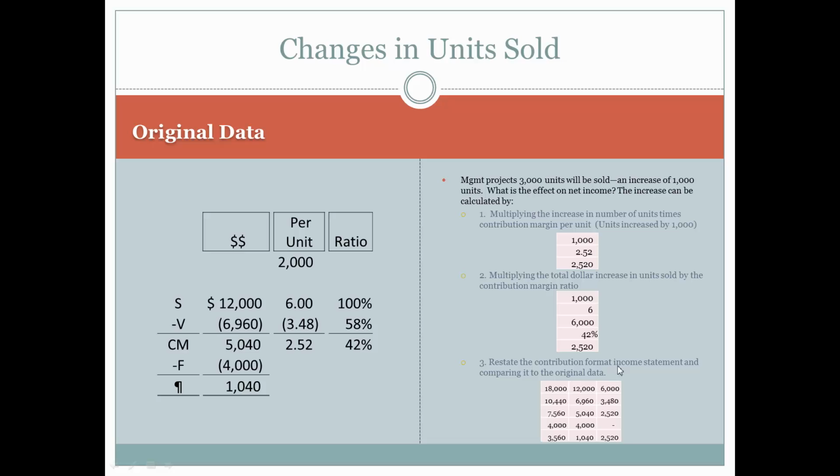And we can also restate the contribution format income statement and compare it to the original data. So this is sales of 3,000 units times $6 per unit. This is sales of 3,000 units times $3.48 on a per unit basis for the variable expenses. That gives us a contribution margin of $7,560, from which we will deduct our fixed expenses, and this means that our profit is $3,560. At present, based upon 2,000 units, our profit is $1,040, which means that our profit went up by $2,520 by selling the additional 1,000 units.